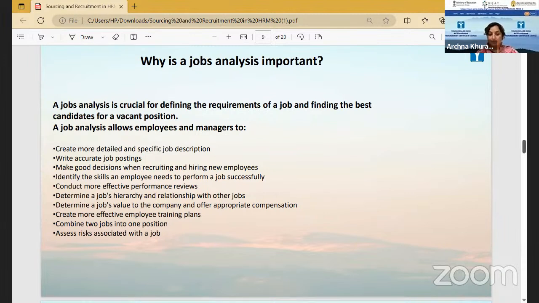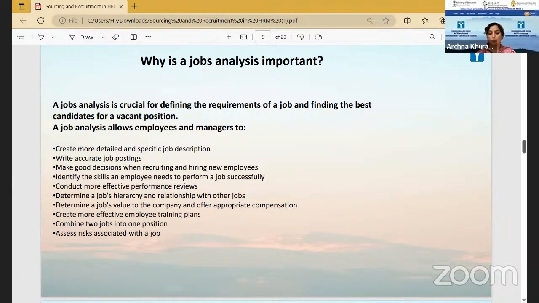Then create more effective employee training programs. Like I just said, a rightly written job analysis can tell you the competencies and skills required. Through competencies and skills, you can see what the gaps are. From the gaps, you can design the programs really well.